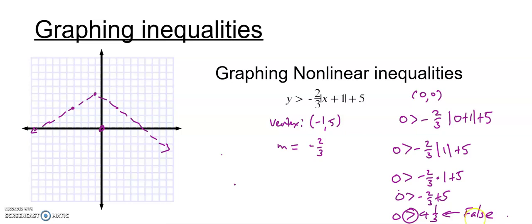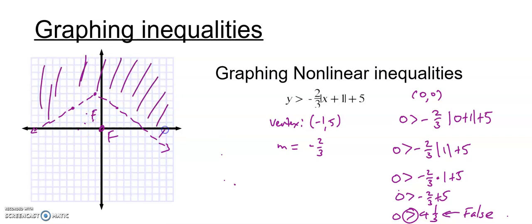So since this is a false point, I know that everything inside the absolute value, all these points would be false points. And the true points would be the points that are outside, on top of that absolute value. And so that's what your graph would look like.